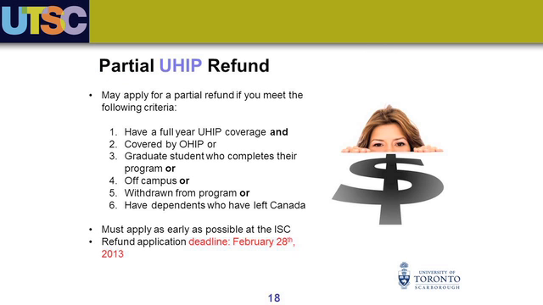Partial UHIP refund. You can also apply for a partial UHIP refund if you meet the following criteria. First, you must have a full year UHIP coverage. And either you're covered by OHIP, or you're a graduate student who completes your program early in the school year, or you're off campus, or you've withdrawn from your program, or you have dependents who have left Canada. So you have to apply for the partial UHIP refund as early as possible at the ISC, and the refund application deadline is February 28th of 2013, next year.